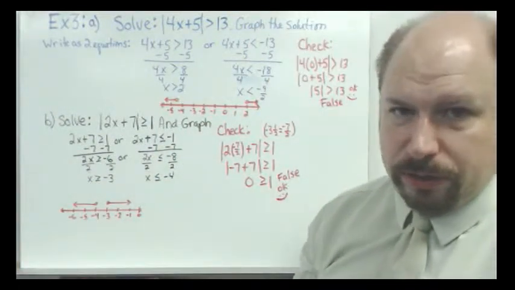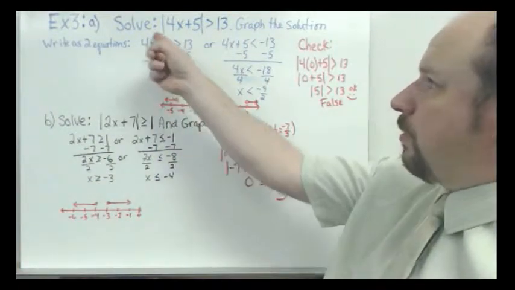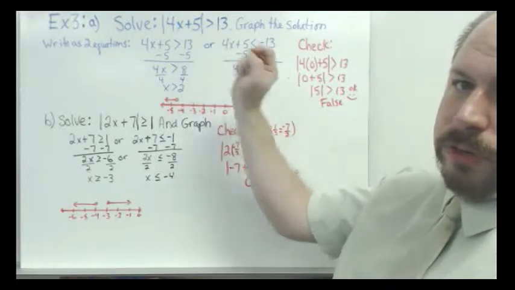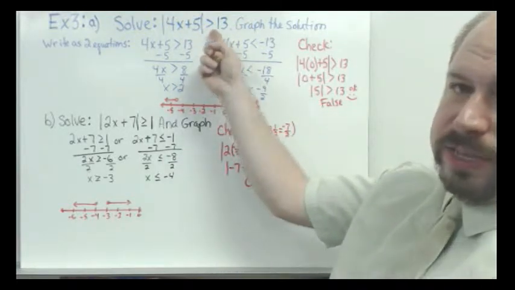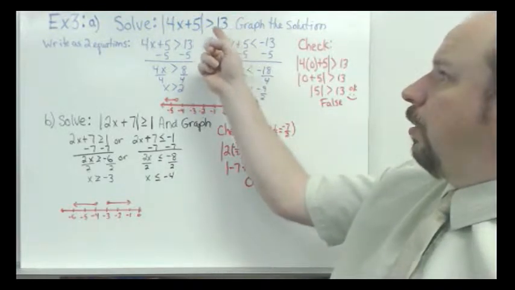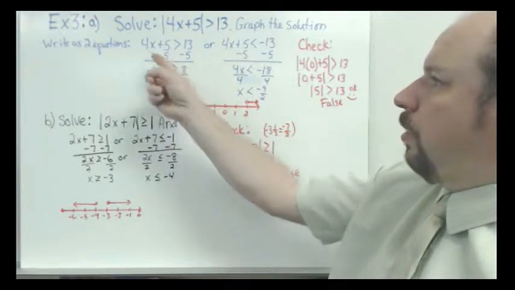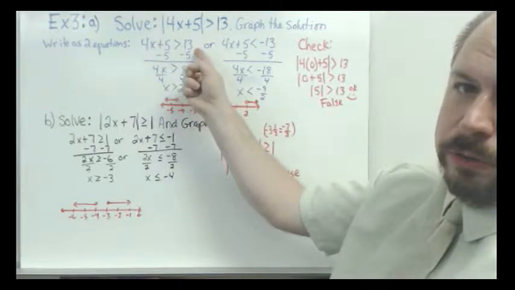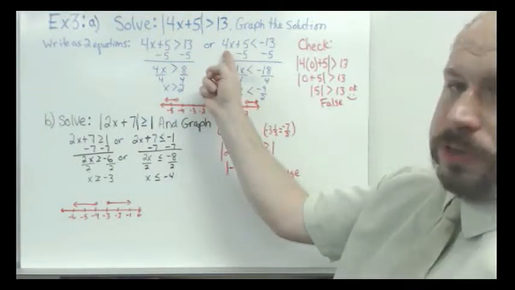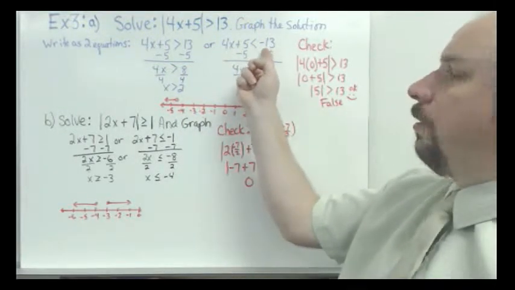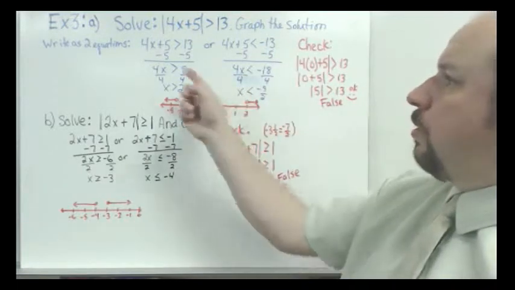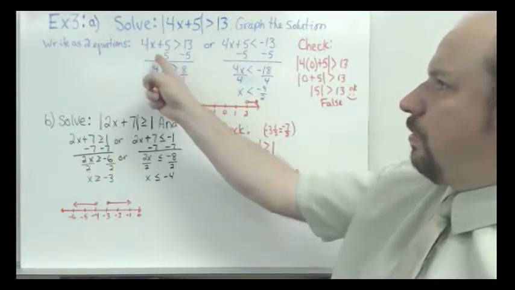So let's go ahead and look at an example of that. Solve the absolute value of 4x plus 5 is greater than 13. So remember, in this case, since we have a greater than, we're going to divide it into two different equations again. So we have 4x plus 5 is greater than 13, or 4x plus 5 is less than -13. So we're going to solve each of these.